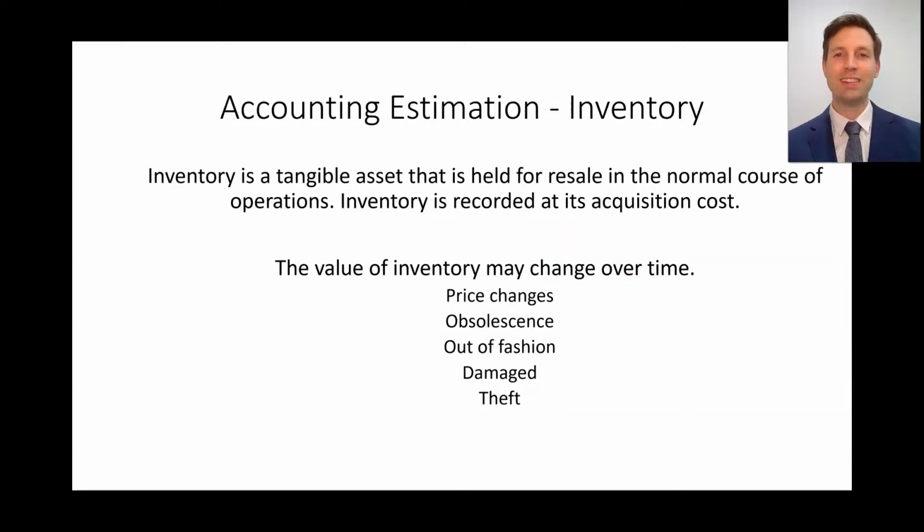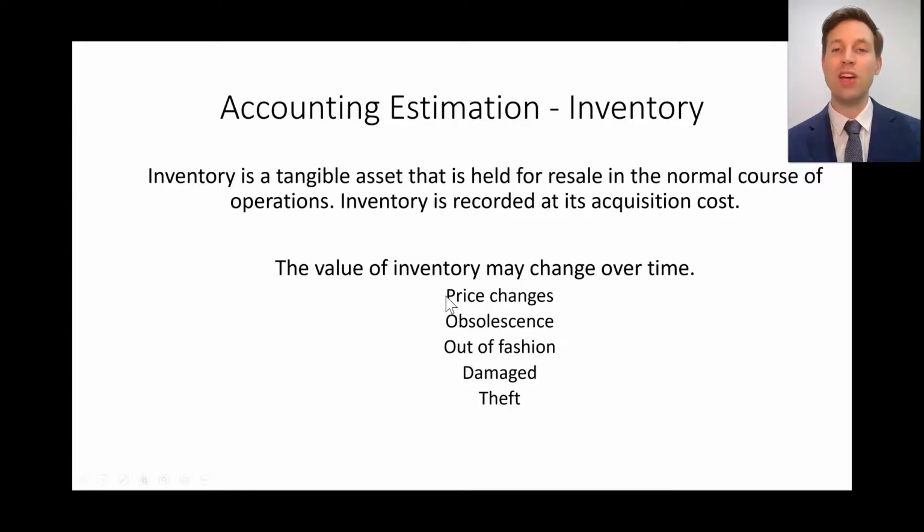Another key asset on the balance sheet is inventory. Inventory is the tangible asset that businesses plan to sell in their normal course of business. And it's recorded at its acquisition cost or its historic cost. So when you buy the inventory for $100, you put it on your balance sheet valued at $100. However, that value may go out of date. There's a whole range of reasons why the inventory value may change over time.